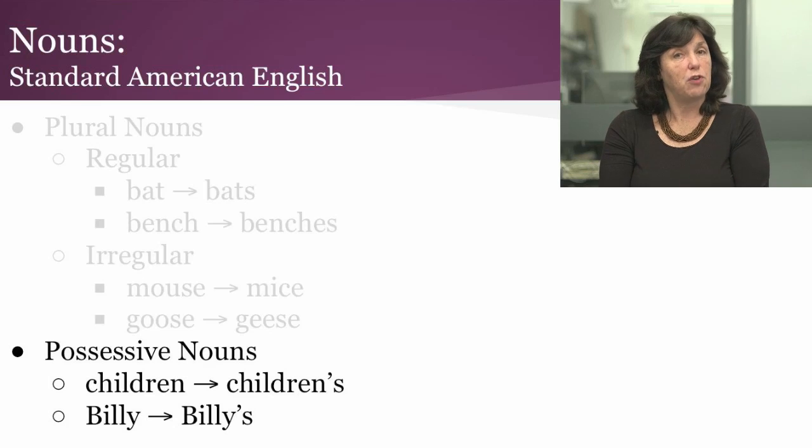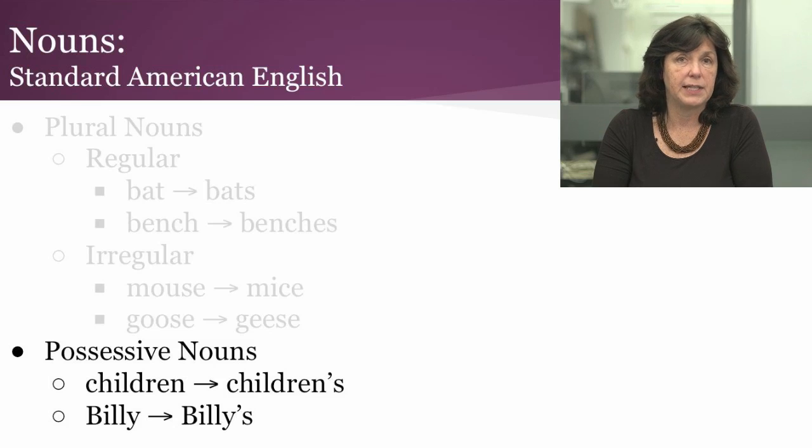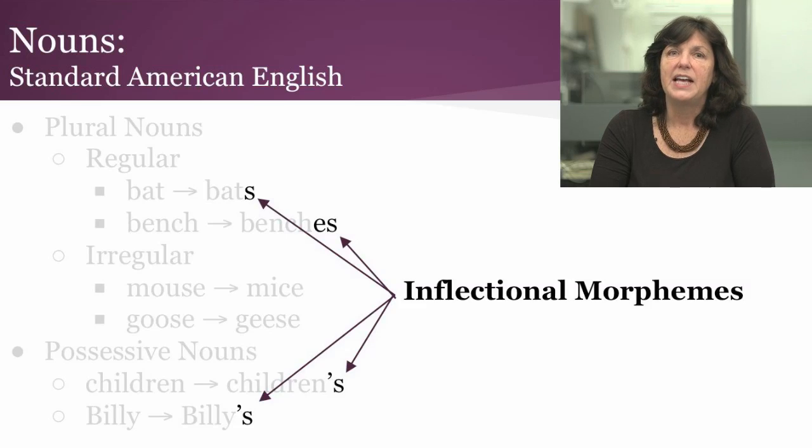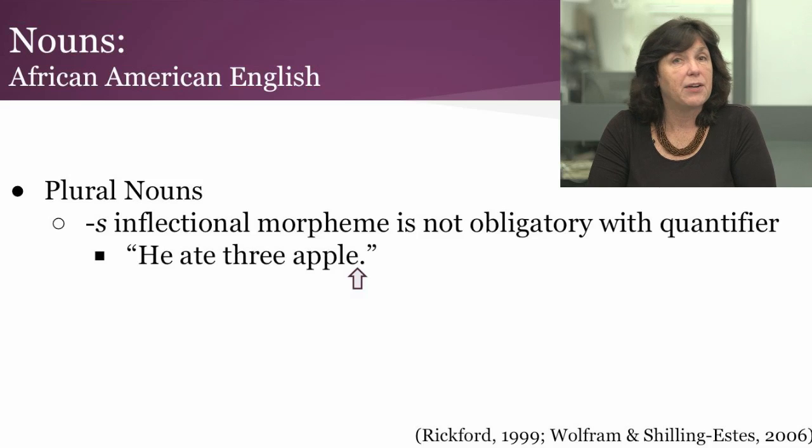We can also change the form of a noun to indicate possession by adding the possessive s. So children becomes children's, as in the children's dog, or Billy becomes Billy's, as in Billy's ball. Now, do you see any of our inflectional morphemes here? Here they are. These are some of the inflectional morphemes that we discussed in Module 1, the plural s and possessive s.